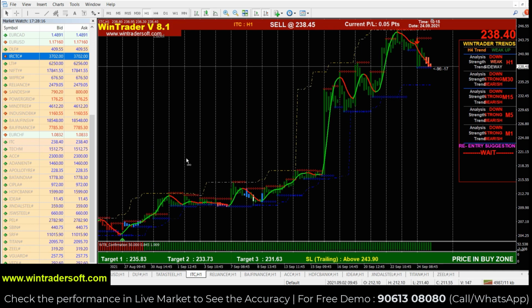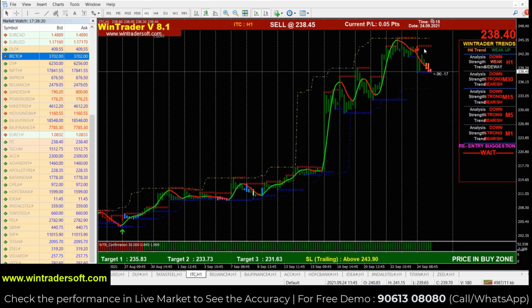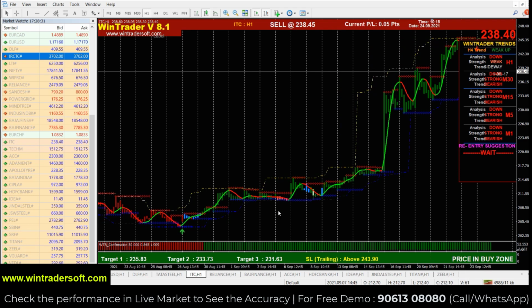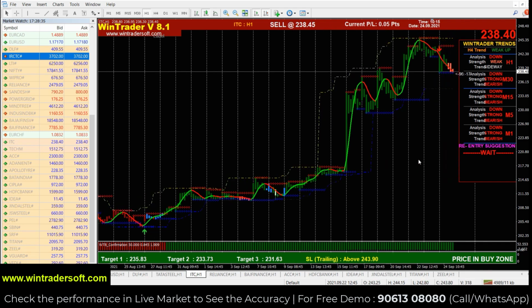This is the ITC chart. ITC also had a buy signal generated here. Right now there is a sell signal generated. Yes, today we get the sell signal, but so far it's not yet confirmed. So we can't do anything right now. If you are in a buy position, you can exit maybe. Otherwise you can hold. If you can take the risk, then you can hold also, because there is no confirmation for the sell so far.